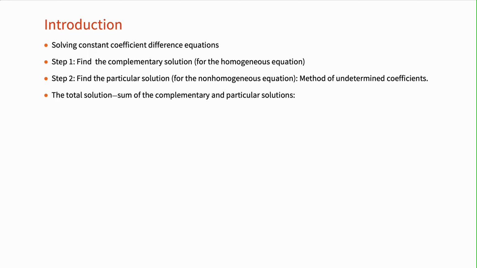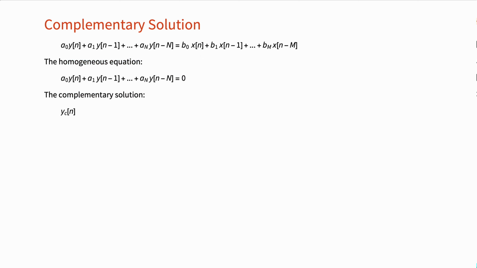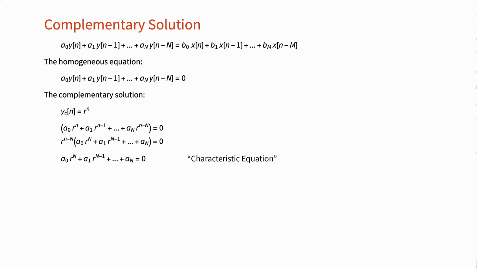Let's go over each of these two steps in more detail. For the difference equation, when the right-hand side is 0, we call the equation homogeneous equation. The solution to this homogeneous equation is called homogeneous solution or the complementary solution, denoted by y_c(n). To find this solution, we simply consider the solution of the form r to the power n and substitute this solution into the homogeneous difference equation. What we get is an algebraic equation that we can simplify as indicated here. This equation is called the characteristic equation, and the N roots of this equation are called the characteristic roots.